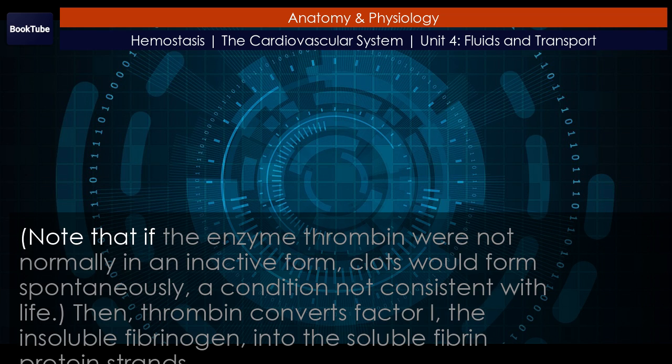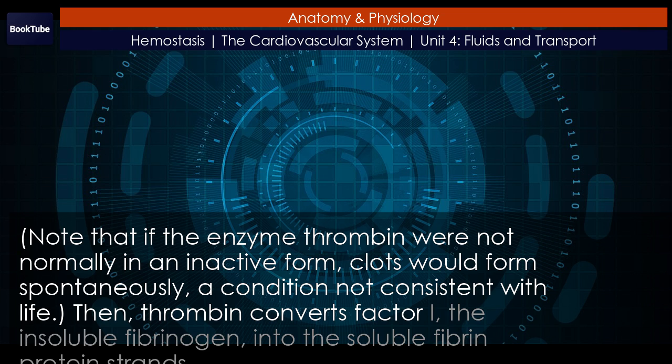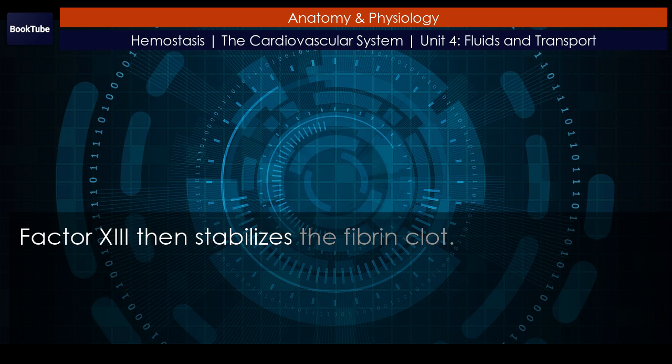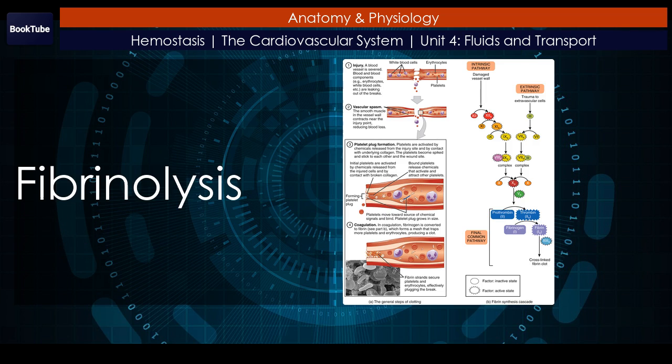Note that if the enzyme thrombin were not normally in an inactive form, clots would form spontaneously, a condition not consistent with life. Then, thrombin converts factor I, the insoluble fibrinogen, into the soluble fibrin protein strands. Factor 13 then stabilizes the fibrin clot.